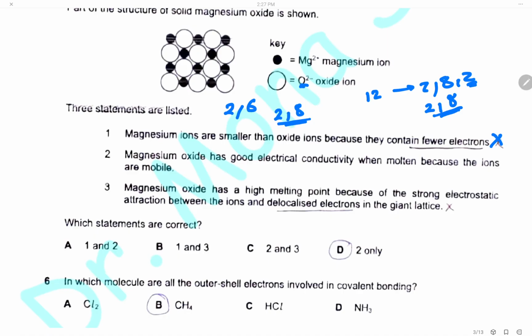Magnesium oxide has good electrical conductivity when molten because the ions are mobile. Magnesium oxide is an ionic compound. Of course, when molten, the ions are free to move, so statement 2 is correct. Magnesium oxide has a high melting point because of the strong electrostatic force between the ions and the delocalized electrons in the giant lattice. This is wrong because the electrostatic force here in an ionic compound is between the positive and negative ions, there are no delocalized electrons, so statement 3 is also wrong. The only correct statement is 2, and the answer is D.